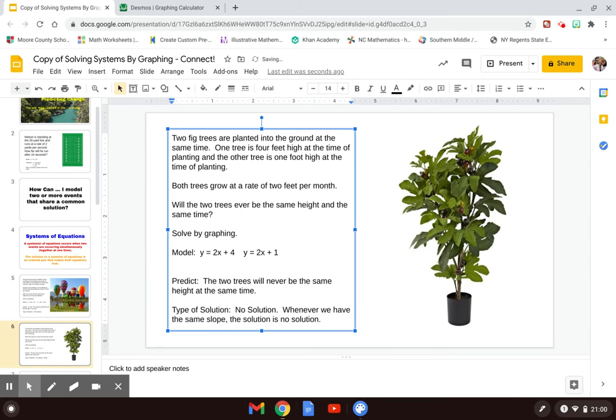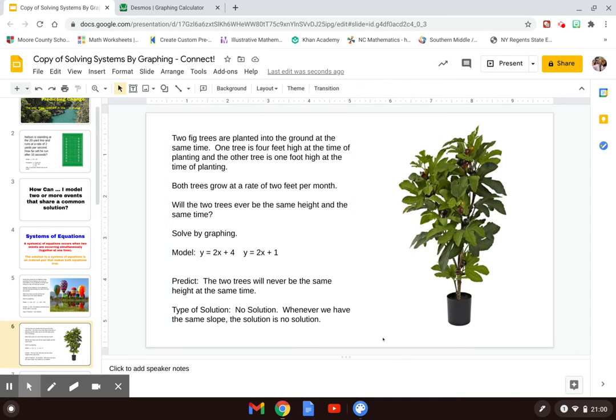And since it is no solution, it basically means that there is not an ordered pair that could be substituted into both of these equations that's going to make it a true statement. All right? So that one there is no solution.